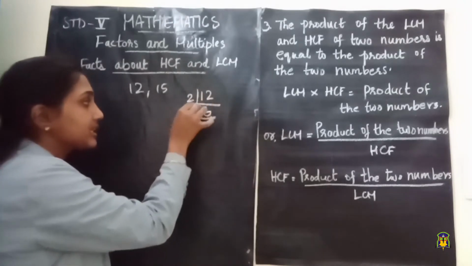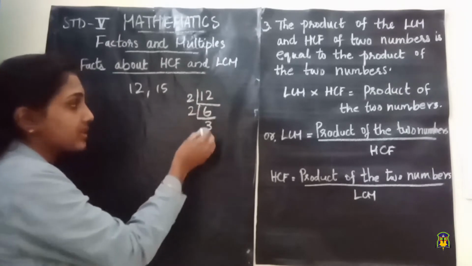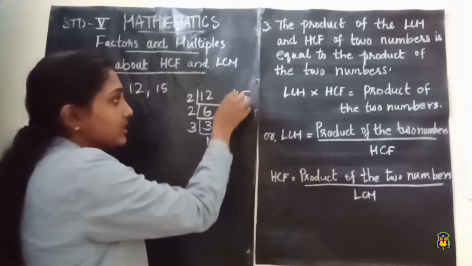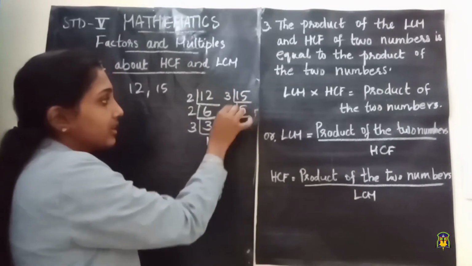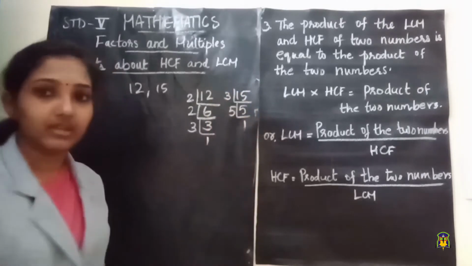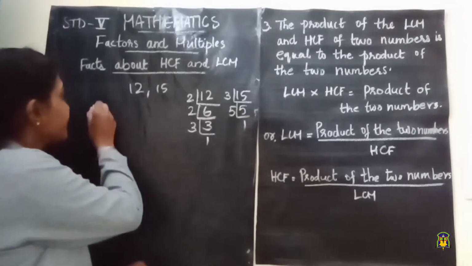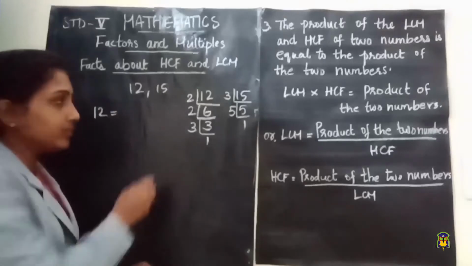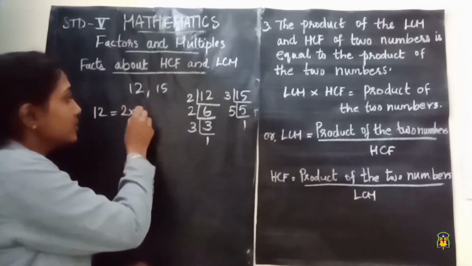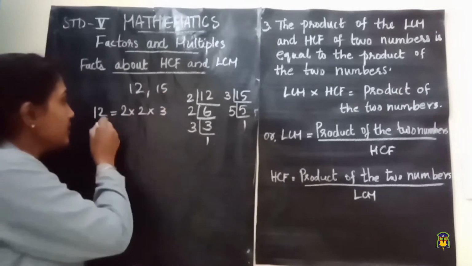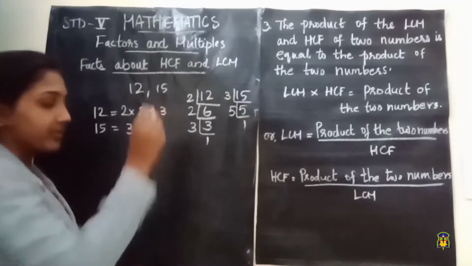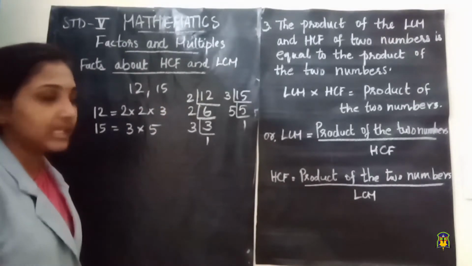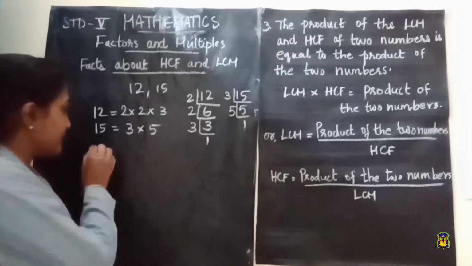Again 6 divided by 2 is 3. Next is 15. 15 divided by 3 gives 5. And 5 divided by 5 is 1. So 12 is equal to 2 into 2 into 3, and 15 is equal to 3 into 5. So now let's find out the LCM.